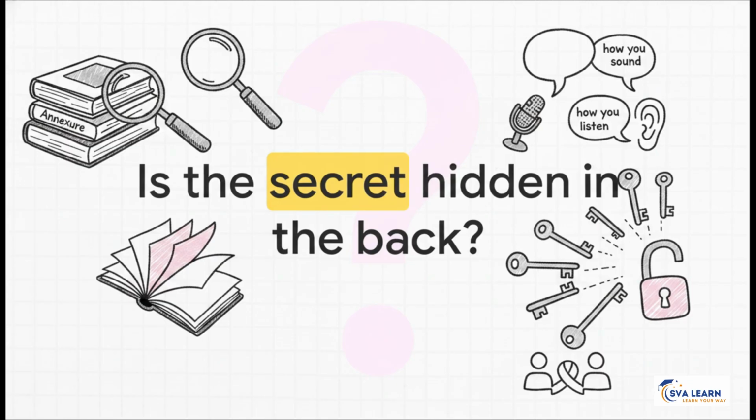But what if I told you that you have literally been skipping over the secret cheat codes to English fluency? It's true. These 8 annexures are actually a complete self-contained toolkit, and they're designed to turn you into a master communicator. They hold the keys to how you sound, how you listen, and how you connect with people.